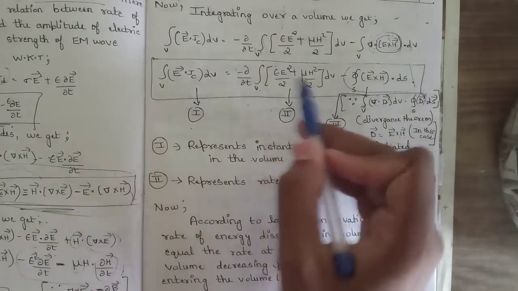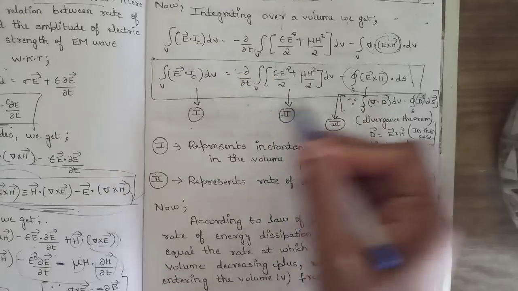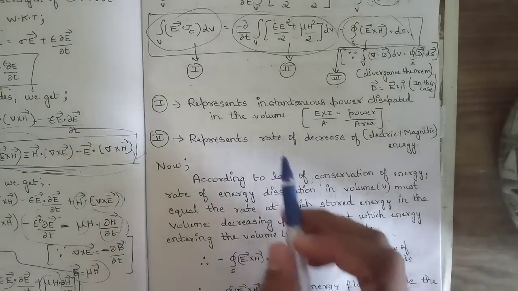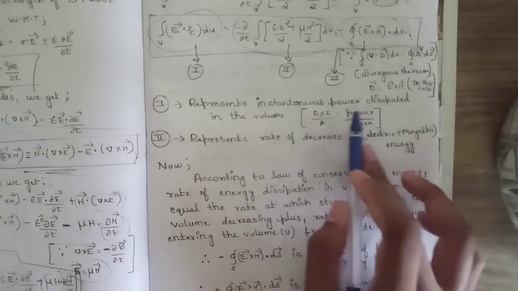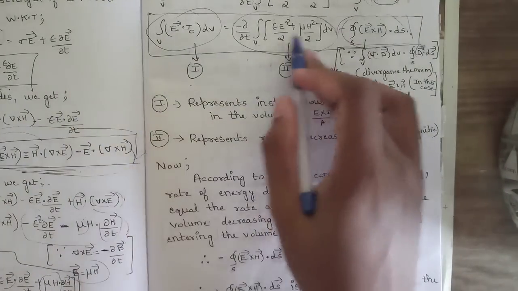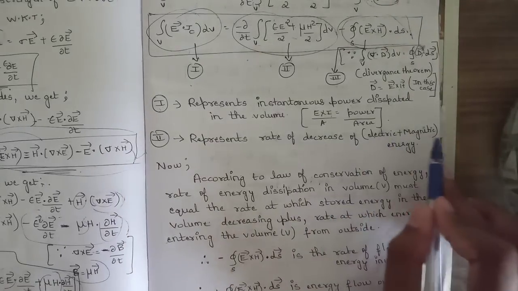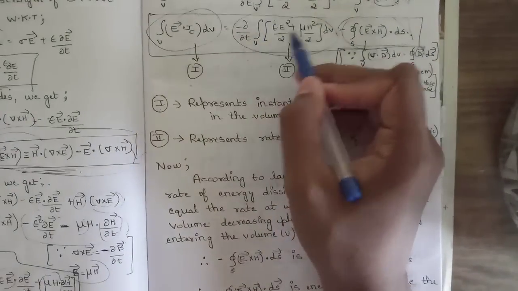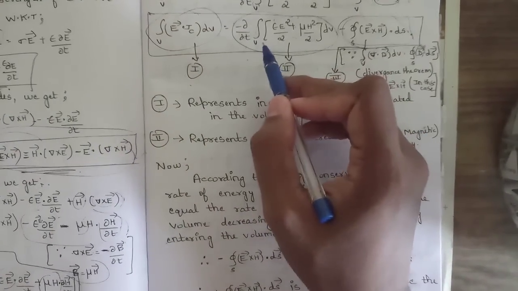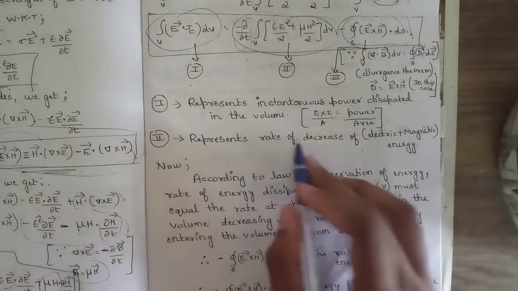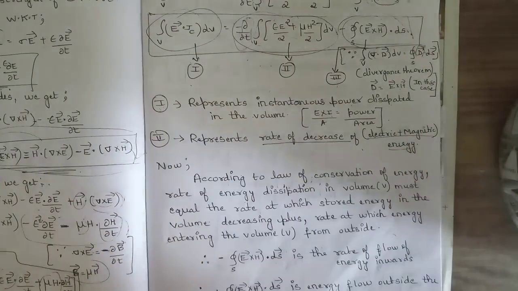Here we split this equation into three parts: name this as 1, this whole part as 2, and this whole part as 3. You can define those three components individually. This one represents the instantaneous power dissipated in the volume, that is E cross I by A, power by area. And equation 2 represents the rate of decrease of electric plus magnetic energy, since we are integrating this whole equation with respect to V and also partially differentiating with respect to time. That's why we are getting the rate of decrease of electric plus magnetic energy.